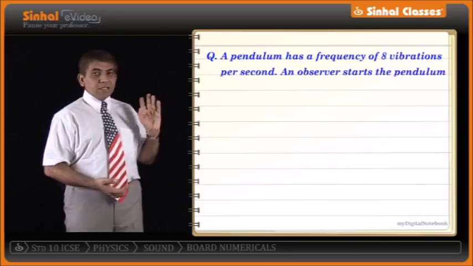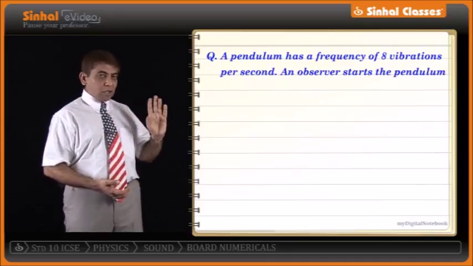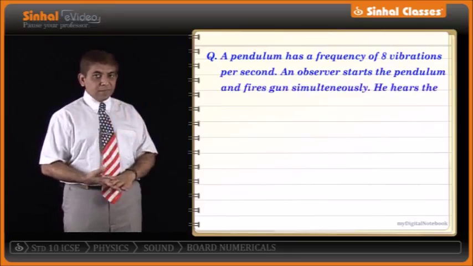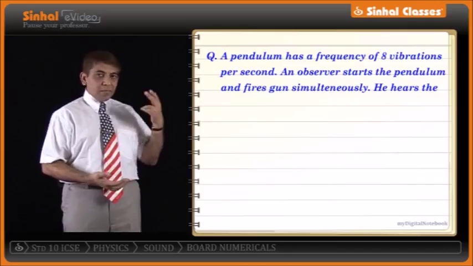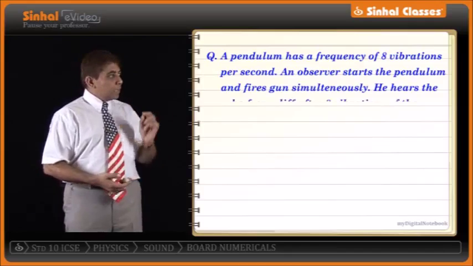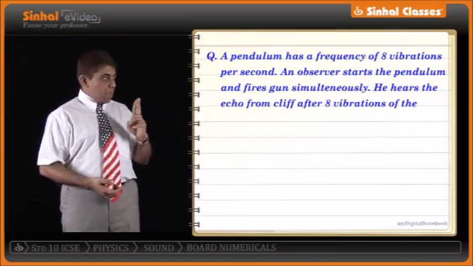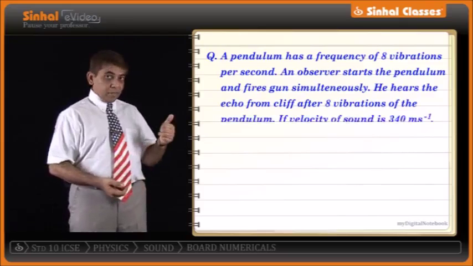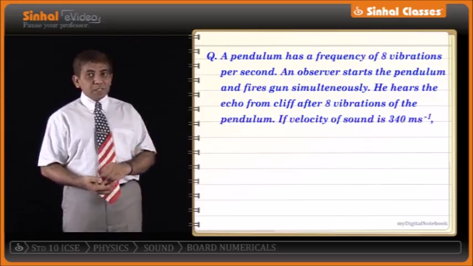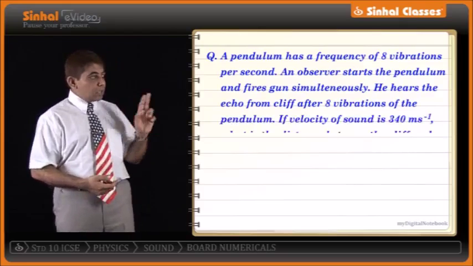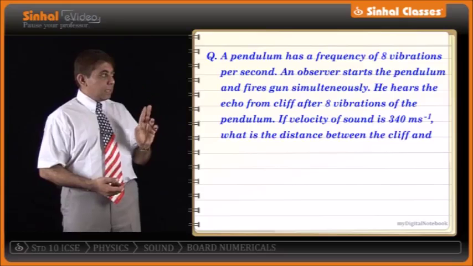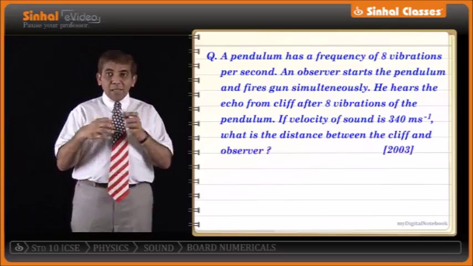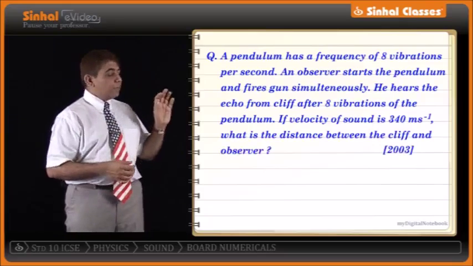An observer starts the pendulum and fires the gun simultaneously. So he is firing the gun at the same time as he starts the pendulum. He hears the echo from the cliff after 8 vibrations of the pendulum. If the velocity of sound is 340 meter per second, what is the distance between the cliff and the observer? They have really merged two or three concepts together and asked you this particular question.